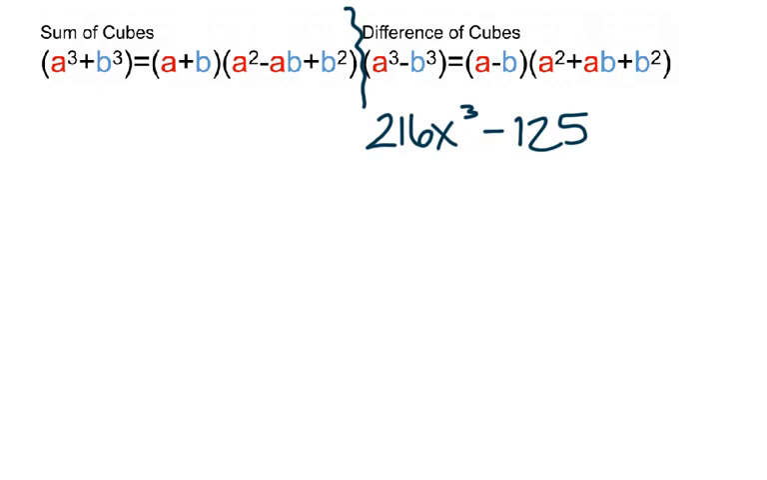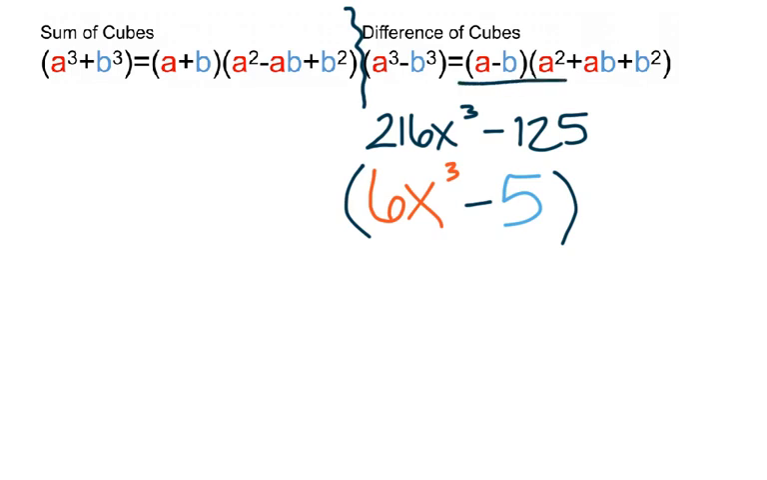Okay, here's the difference of cubes. I've got to rewrite this as something cubed minus something cubed. The cube root of 216 is 6. And if I cube an x, I get x cubed. Minus. And we just did this. The cube root of 125 is 5.